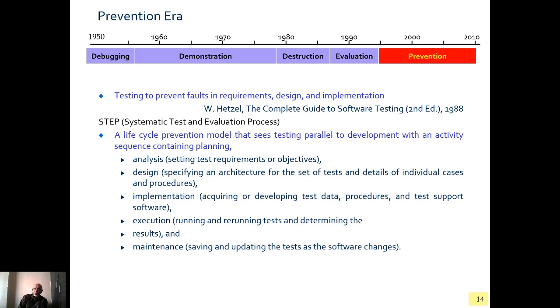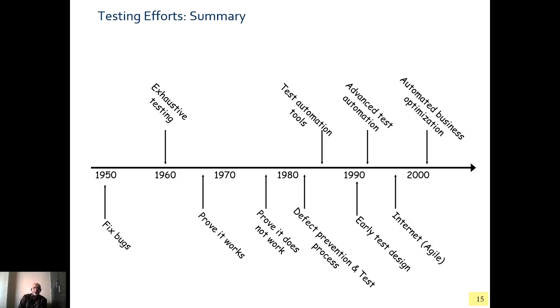This is based on the waterfall model: analysis, design, implementation, execution, and maintenance. So this is the summary. In 1950, it was oriented towards fixing up the bugs, then exhaustive testing, that is, test each and everything, but that was not a possibility. Then prove it works. The program has been working. And then prove it doesn't work. That is the destruction era. Then defect prevention and test process.